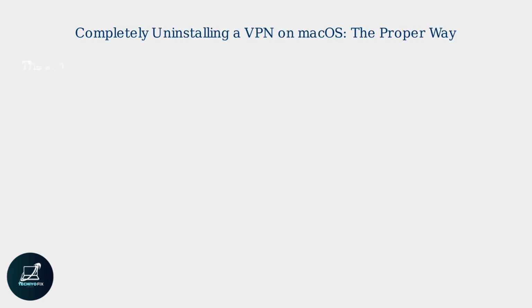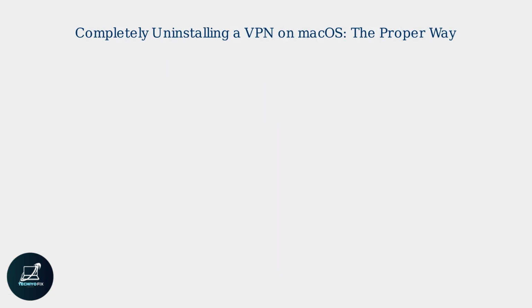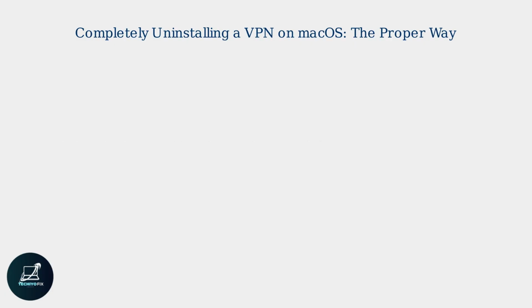The simplest way to uninstall a VPN on your Mac is to locate its application icon in your Applications folder. Drag the icon to the trash or right-click and select Move to Trash. Then empty the trash to remove the application files. However, this might not completely remove all associated files, which can cause issues later.